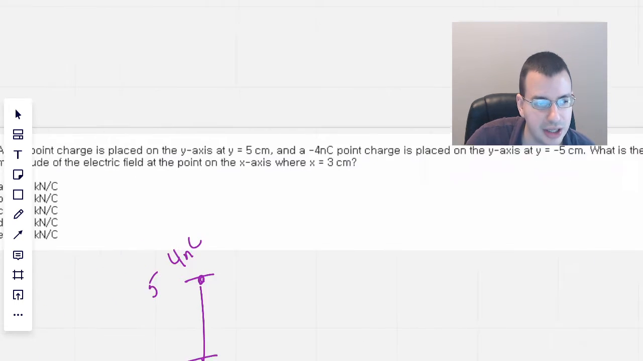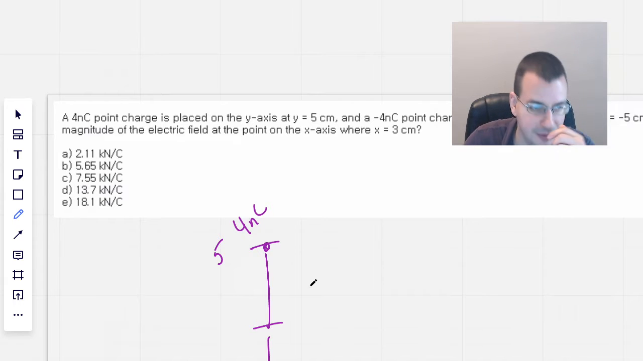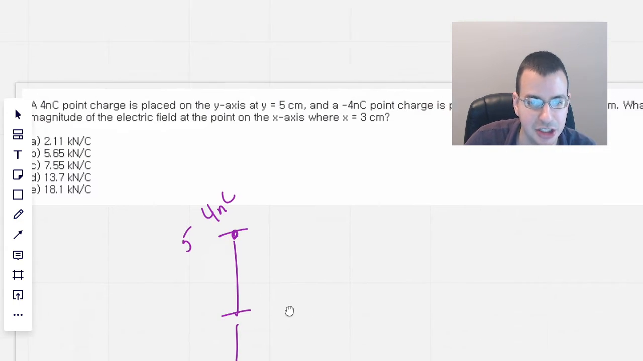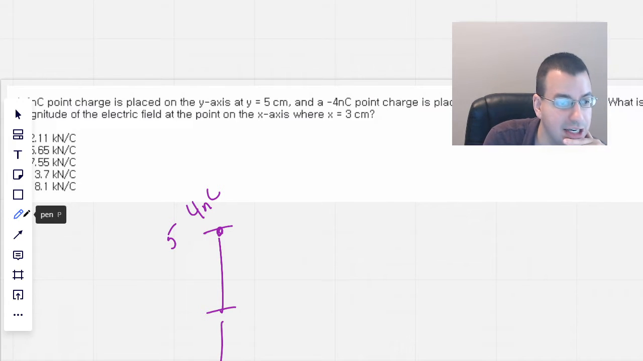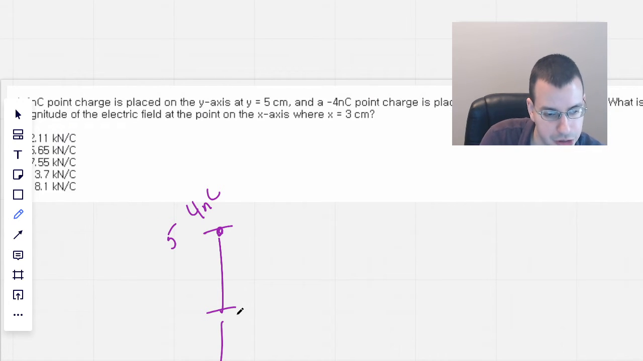What is the magnitude of the electric field at the point in the x-axis where x equals 3 centimeters? These are all in centimeters. So this will be 3 centimeters. And we want to find out the electric field here.